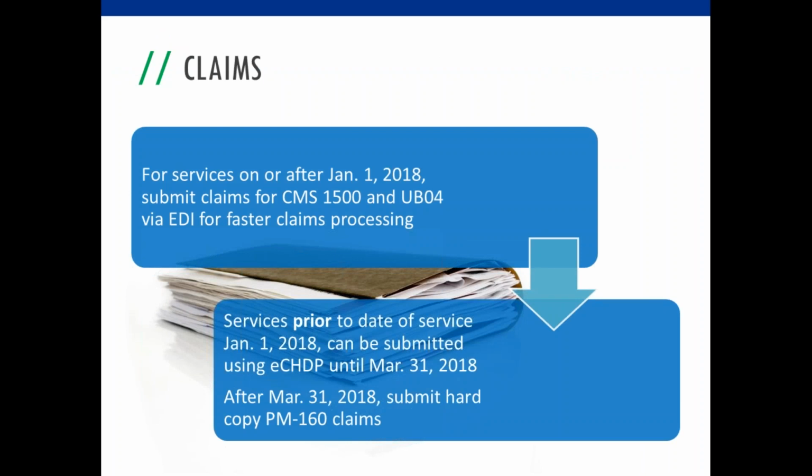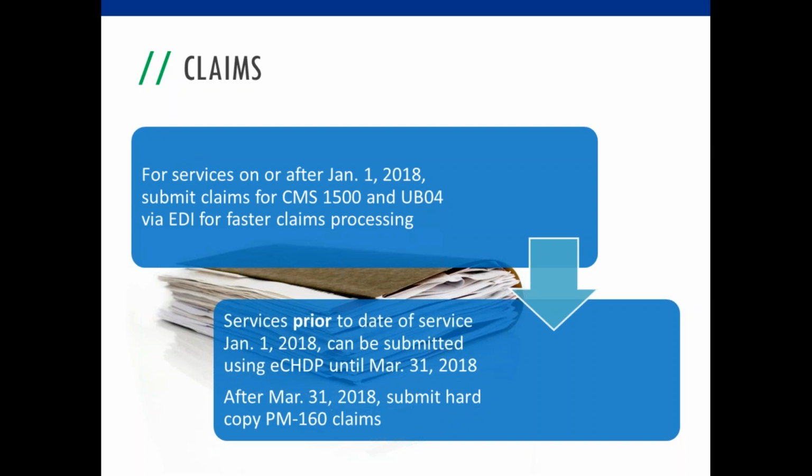For services performed on or after January 1st, 2018, we recommend you submit claims electronically instead of via paper as it speeds up the payment process. As you wrap up your 2017 CHDP billing, we are allowing providers 3 months to submit their electronic PM160 claims. After March 31st, 2018, all claims must be submitted via hard copy for CHDP claims prior to January 1st, 2018.